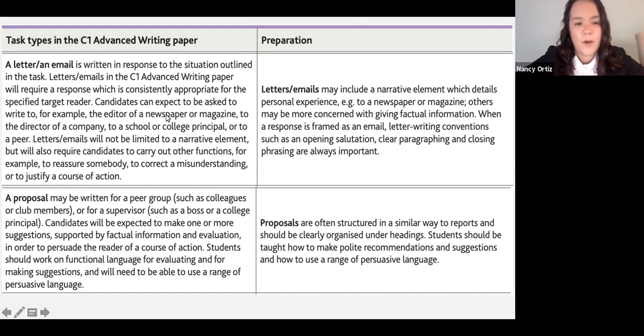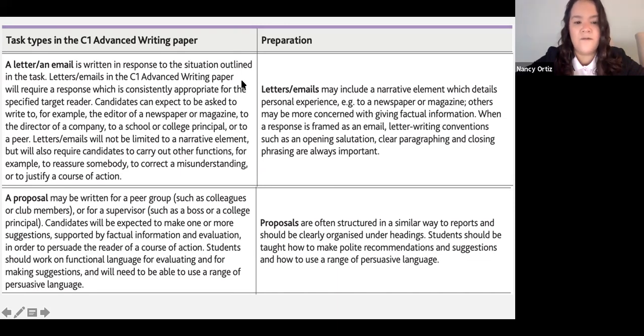Third type, a proposal. A proposal may be written for a peer group, such as colleagues or club members, or for a supervisor, such as a boss or a college principal. Candidates will be expected to make one or more suggestions, supported by factual information and evaluation, in order to persuade the reader of a course of action.